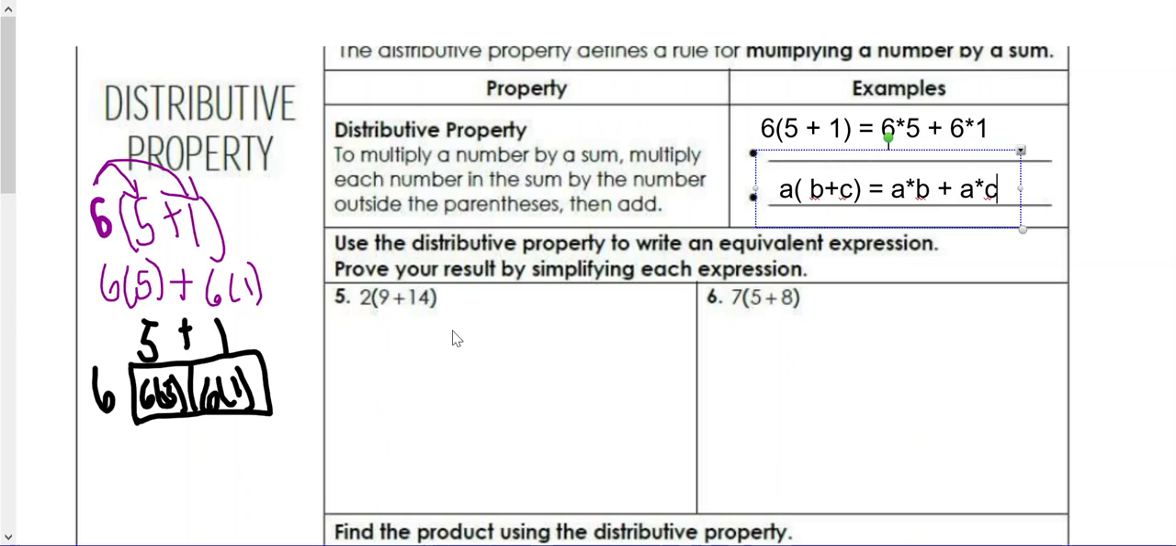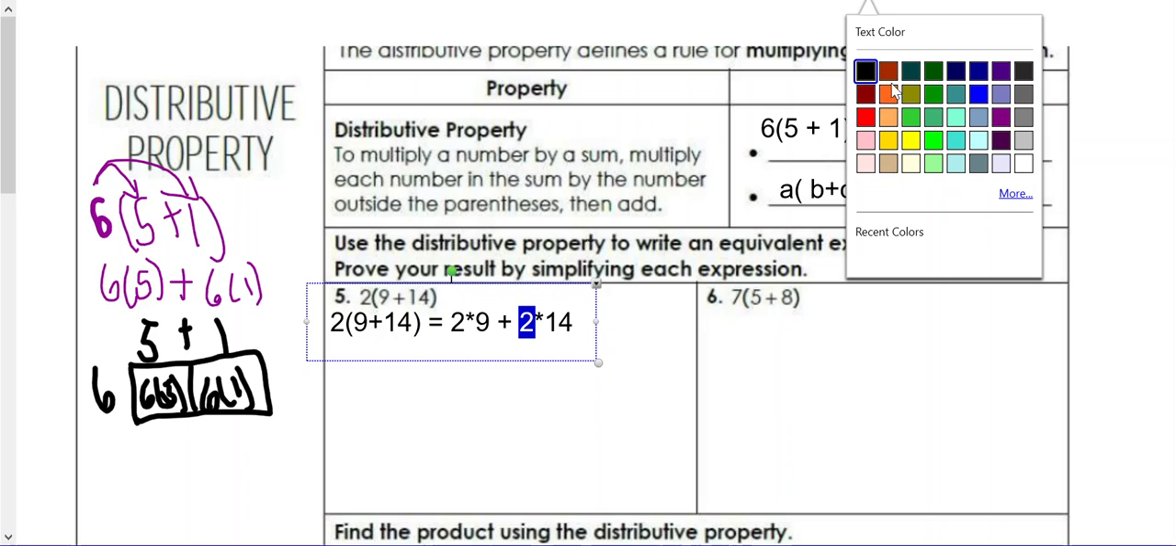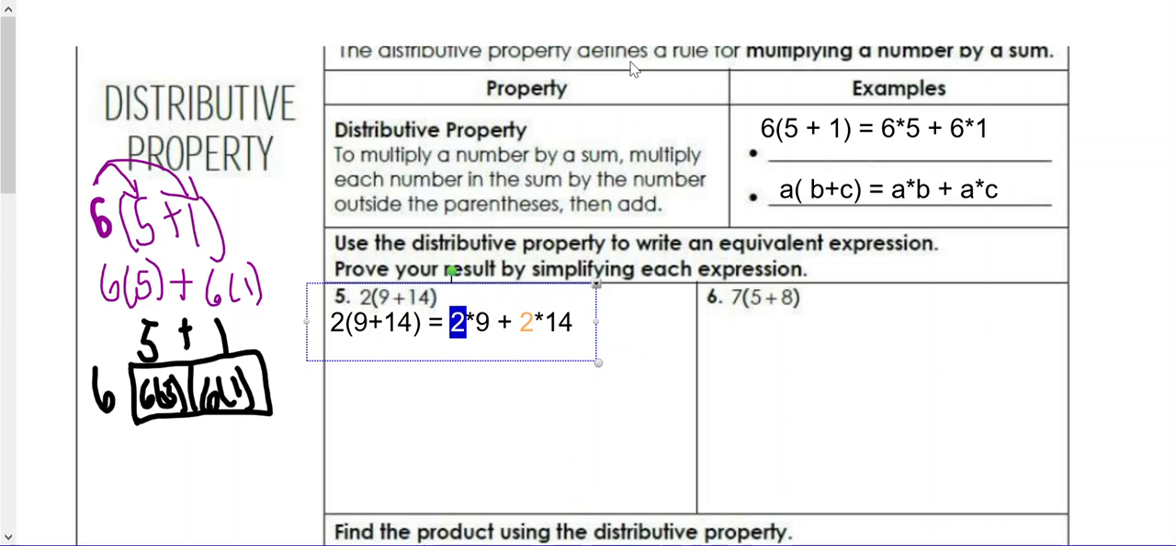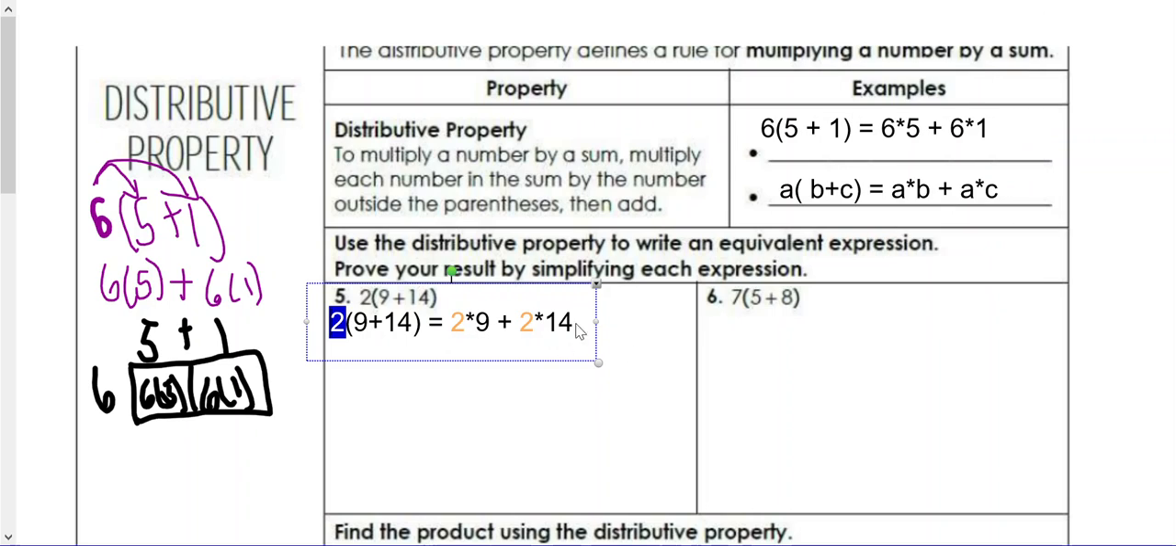Okay, so we're going to do the distributive property below and show it. Basically, we're just going to do what we did before. So we have 2 times the quantity 9 plus 14 equals, now we're doing the distributive property, 2 times 9 plus 2 times 14. Again, I'm going to try to do the 2 in a different color so you can see it. The 2 is here. Let's see if it changed color. Yep, it did. Here, here, and here. So you can see how you multiply it times each of those, okay?